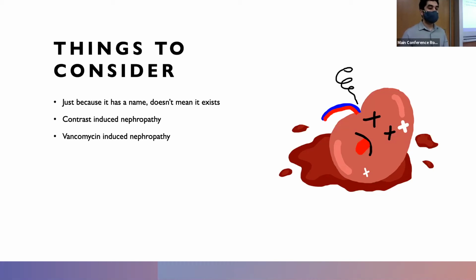On the other hand, vancomycin, it doesn't have a name like vancomycin-induced nephropathy, but we do know that it is a nephrotoxic agent, and it has been shown to lead to AKIs. Also for vancomycin, we have alternatives like linezolid, but we don't see the delay with administration of vancomycin. Normally, we just go ahead and give the vancomycin without checking their creatinine. So those are just things to consider.